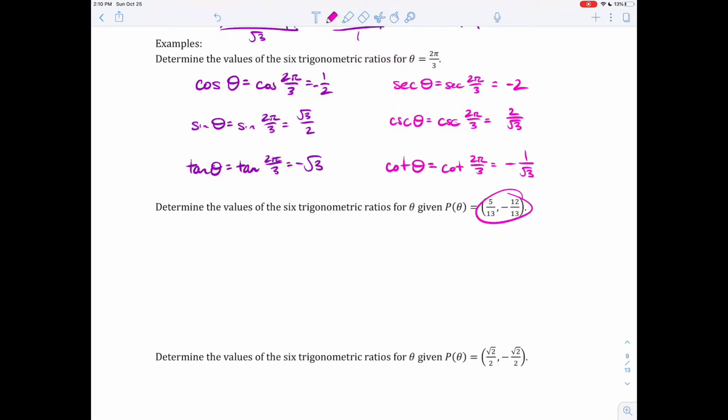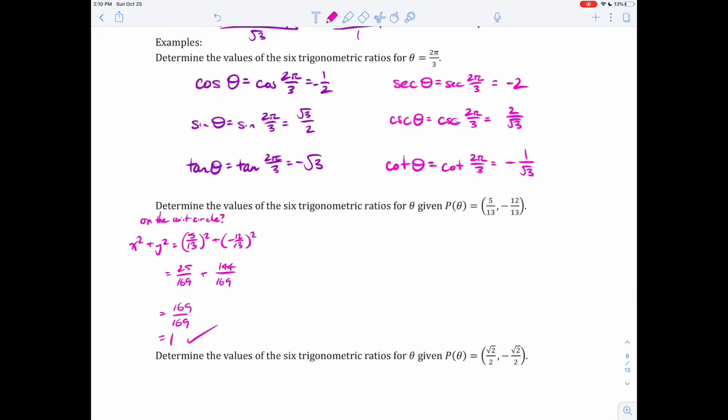Okay, worth noting is that this thing is on the unit circle. If we want to check, we can look at x squared plus y squared, which in this case is 5/13 squared plus negative 12/13 squared, which is 25 over 169 and 144 over 169. We get 169 over 169, which is 1. So x squared plus y squared is 1. We're on the unit circle.